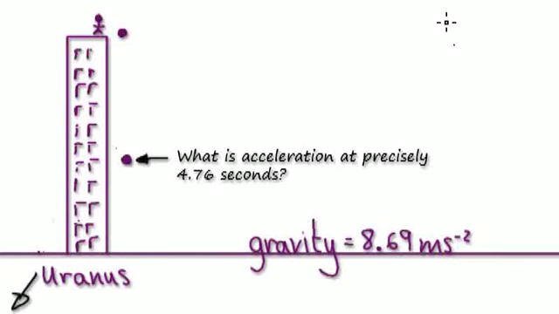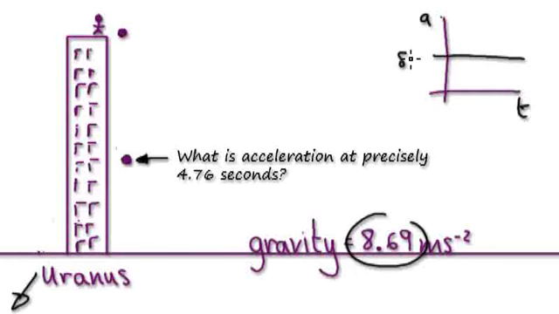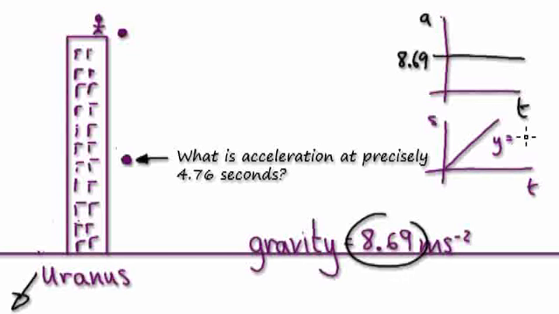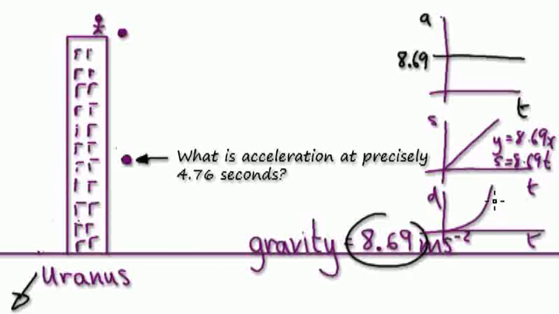Okay, so your acceleration time graph will look like this. The acceleration's here, so it will be 8.69. Your speed time graph will look something like this. So this will be y equals 8.69x, or s equals 8.69t if you like. Your distance time graph will look like this.